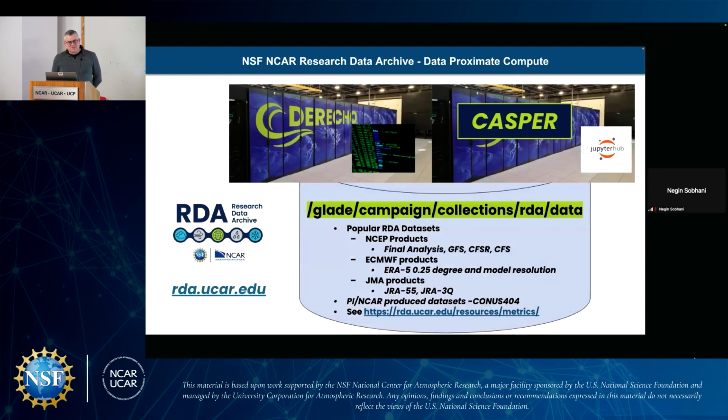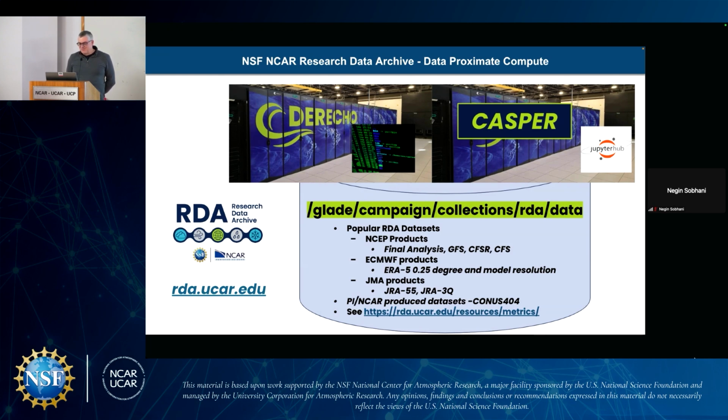So now I'm going to focus on what we provide in CISL, specifically the Research Data Archive, which has really been in place since the 1960s when we originally had a computational facility to support data proximate computational research. And for those who aren't aware, all of the data sets in the Research Data Archive are available under the directory path Glade Campaign Collections RDA data.